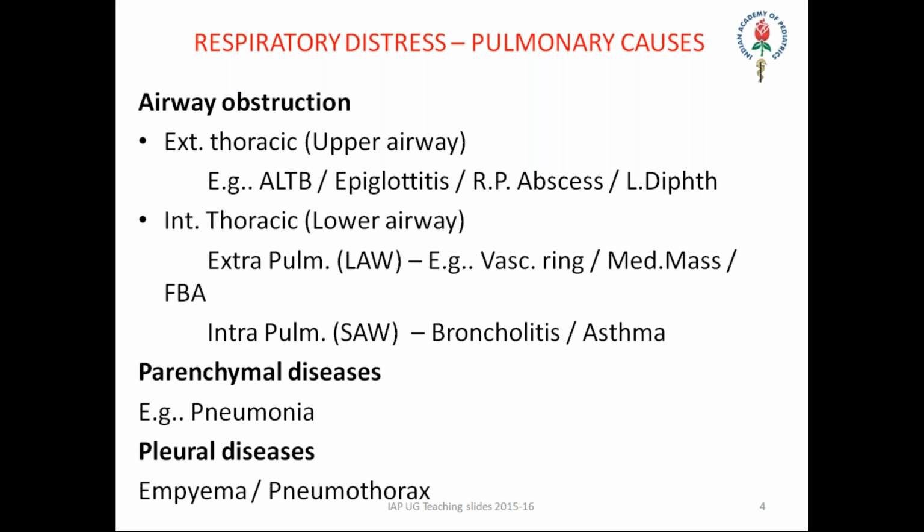And coming to the intrathoracic part, that is the lower airway part, we have extrapulmonary and intrapulmonary both. Extrapulmonary examples are vascular ring and mediastinal masses. In extrapulmonary, we can also see foreign body aspirations. Intrapulmonary are mostly the wheezing causes like bronchiolitis and asthma. Parenchymal disease is pneumonia, and pleural diseases are pneumothorax and empyemas.